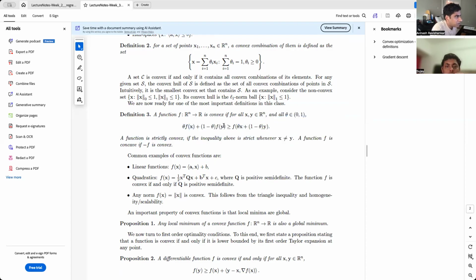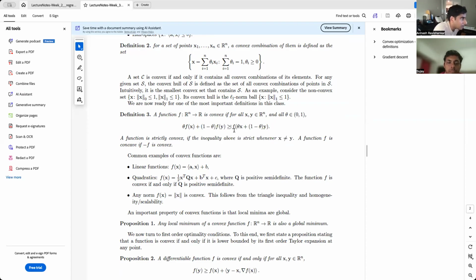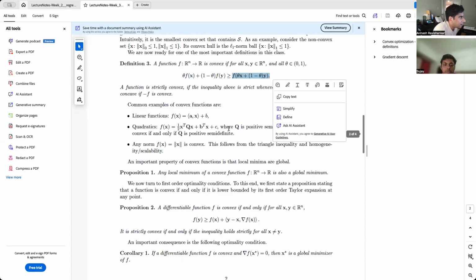What is the reasoning behind this? This is basically saying that the convex function lies below the straight line if you join two points. The curve lies below the line. If you think of a parabola, if you join any two points on it, the part of the parabola between those two lies below the straight line. This is the line, and this is the area below it. Okay. Got it.